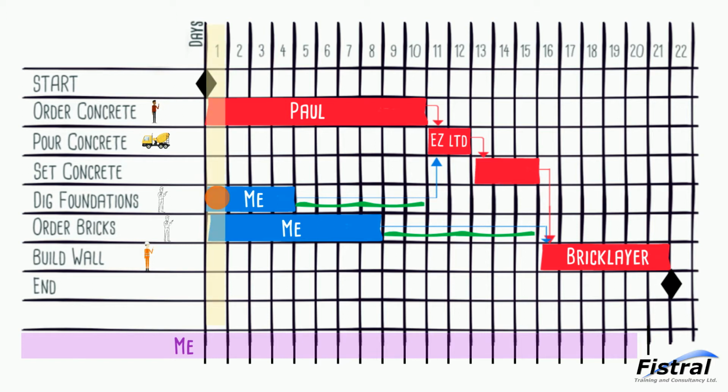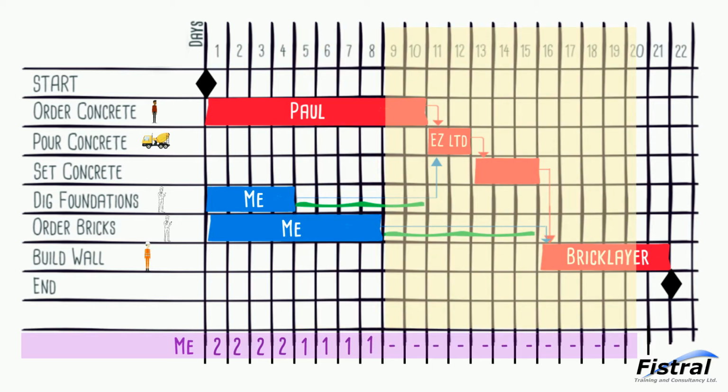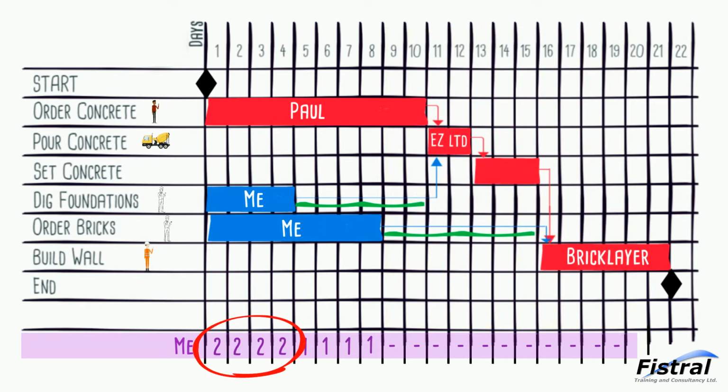So day one of the project, I'm doing two things. Day two, I'm doing two things. Same on days 3 and 4. Days 5 through to 8, I'm doing one thing per day. And then the remainder of the project, I'm free. So now I can see when I have busier times and I have quieter times. I'm looking at my resource profile. If I do this for all of my resources, I can let people know in advance when I'm going to need their help and assistance, and they can begin to plan me into their lives, which are also very busy.